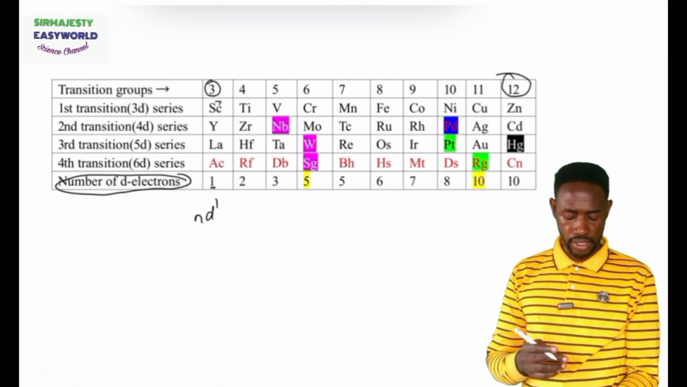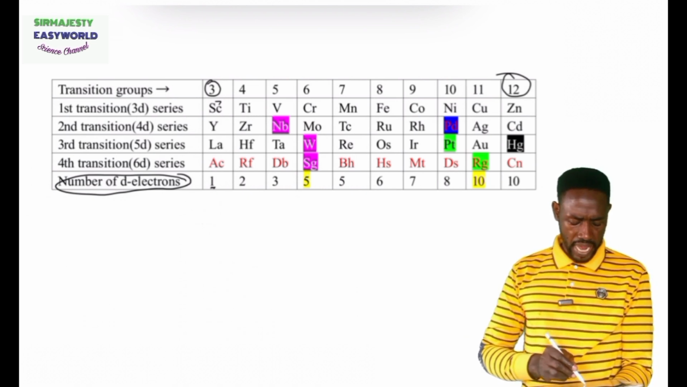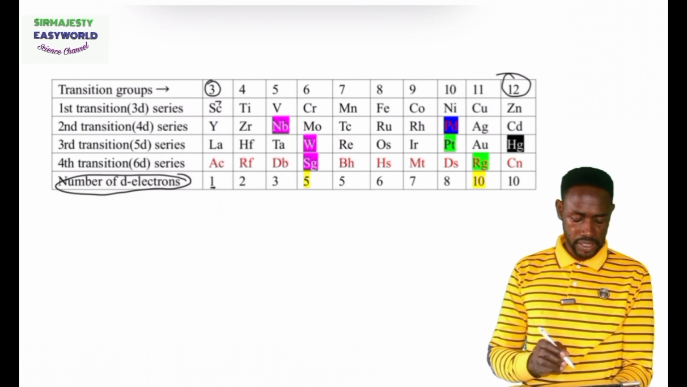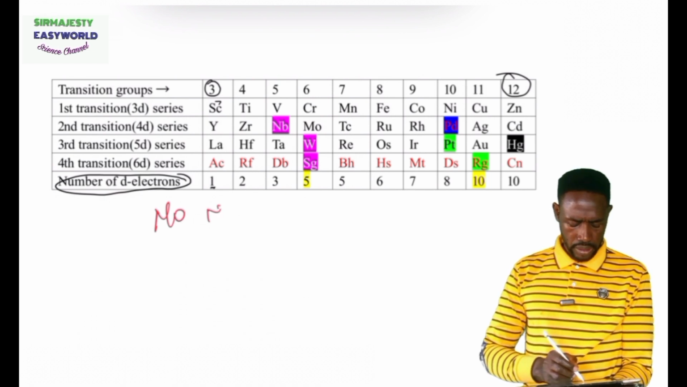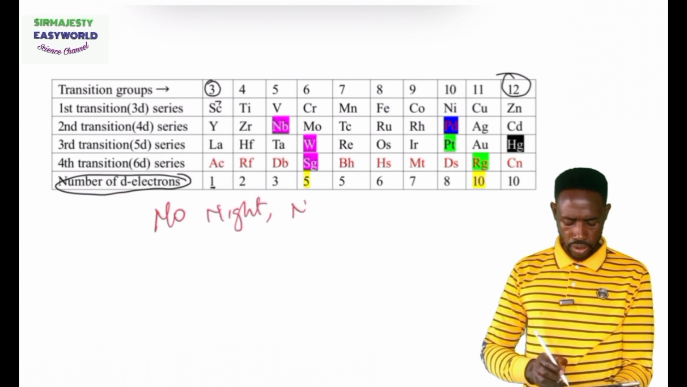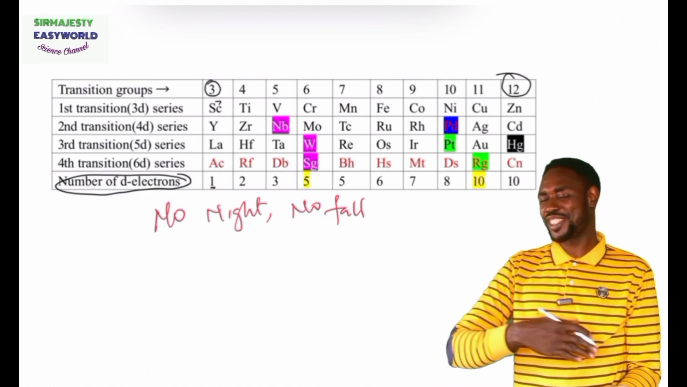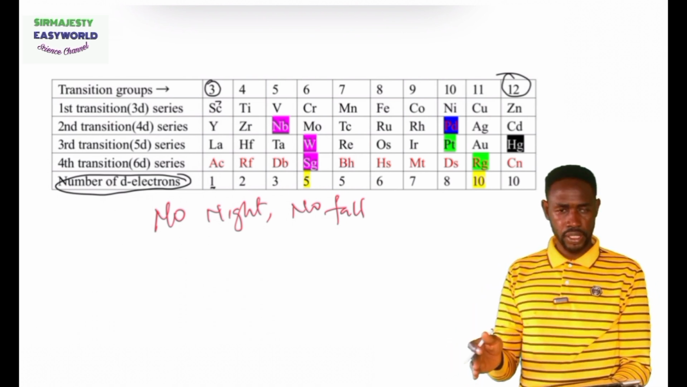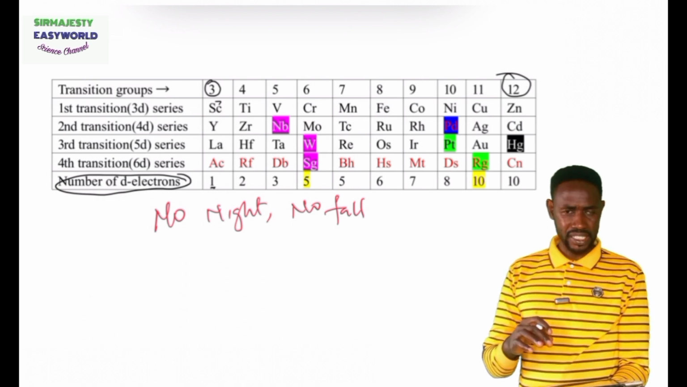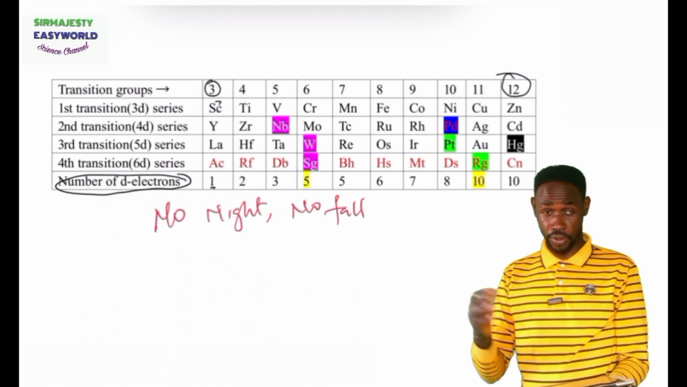Assuming you are partying, we are going to use one acronym, which says "no night, no fall." If you party and love what is happening at the party, you can confidently say no night, no fall, meaning no daybreak, no day, party on, you know.